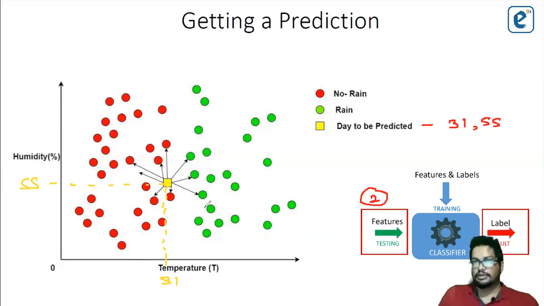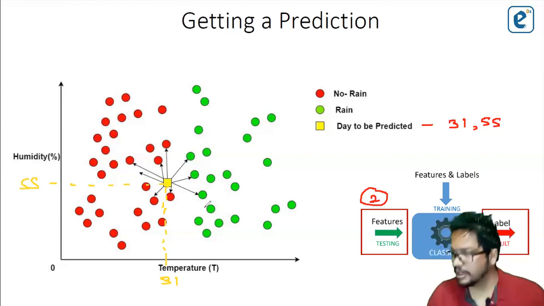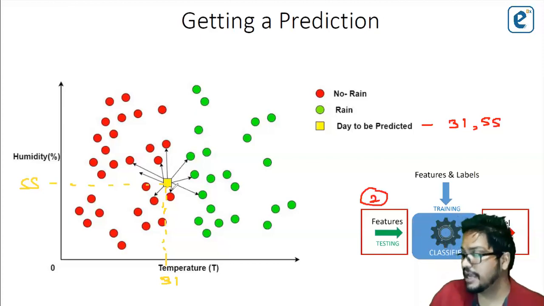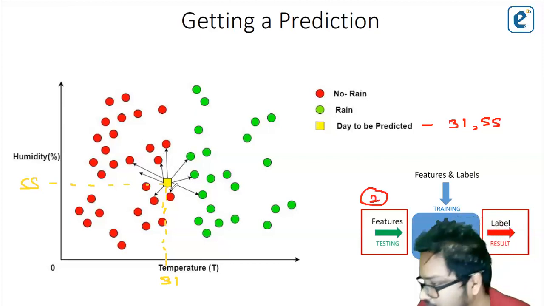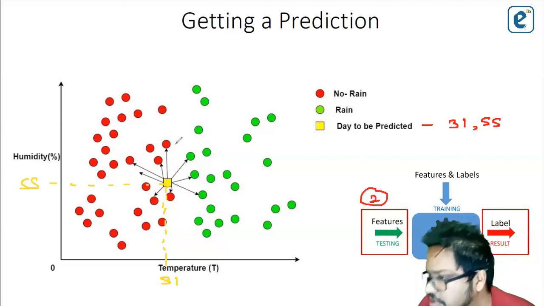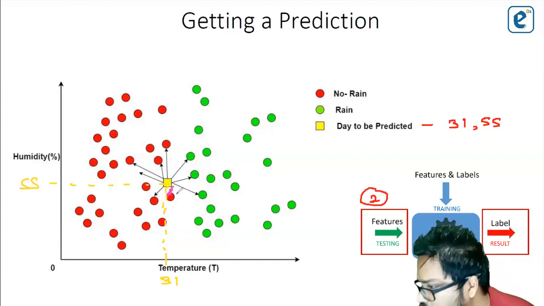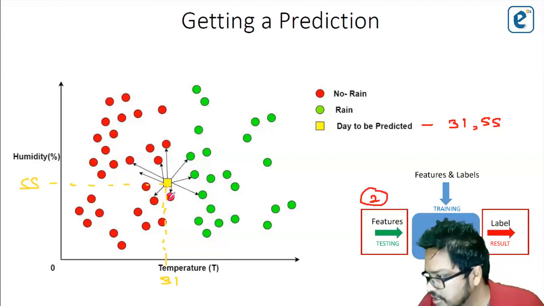Nearest neighbor, nearest neighbor. We look at who is the nearest one. So we have to get the nearest data point. We can see the nearest one. What's the nearest one? This one. This one is the nearest one, as we can see.